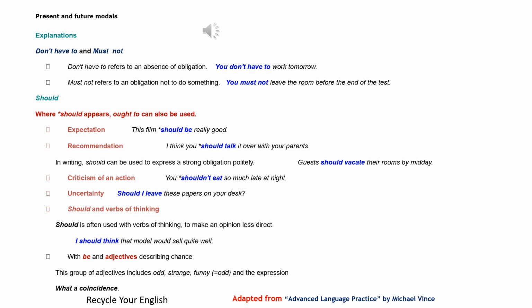Must not refers to an obligation not to do something. You must not leave the room before the end of the test.